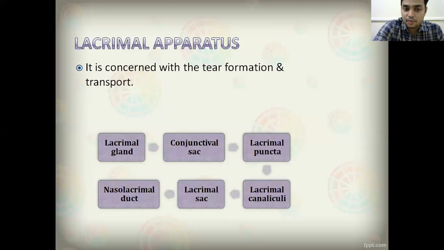So it starts with the lacrimal gland, which produces the major content of the tear film, and then it goes to the conjunctival sac. Conjunctival sac is nothing but a potential space enclosed by the conjunctiva, and then it goes to a small orifice called lacrimal puncta. Then it goes to lacrimal canaliculi, then to the lacrimal sac, and finally to the nasolacrimal duct. So these are the glands and various structures of the lacrimal apparatus which are concerned with the formation and the transport of the tears.